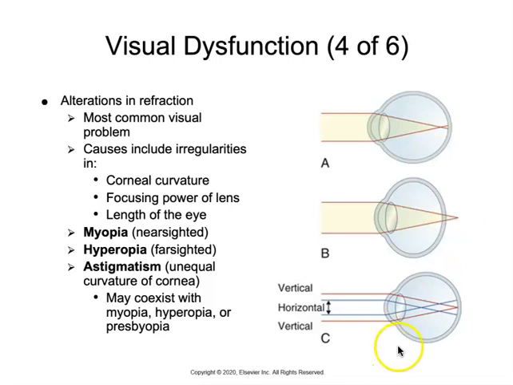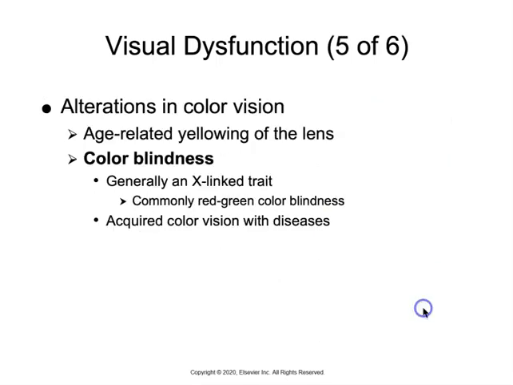And in C here, we are seeing just simple myopic astigmatism. That's when we have an unequal curvature of our cornea. And what we're seeing in the red is that the vertical bundle of rays are focused on the retina, but these horizontal rays are focused in front of the retina here. So this can coexist with myopia, hyperopia, and presbyopia.